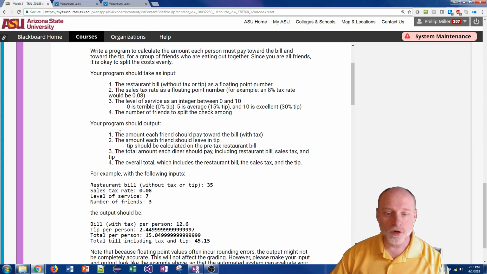And then the program should calculate and then output the amount each friend should pay towards the bill with tax, and the amount each friend should leave in tip. The tip is going to be calculated on a pre-tax restaurant bill. The total amount each diner should pay, including the restaurant bill, sales tax, and tip, should also be outputted. And the overall total, which includes the restaurant bill, the sales tax, and the tip. So a lot of things for the students to put together here.